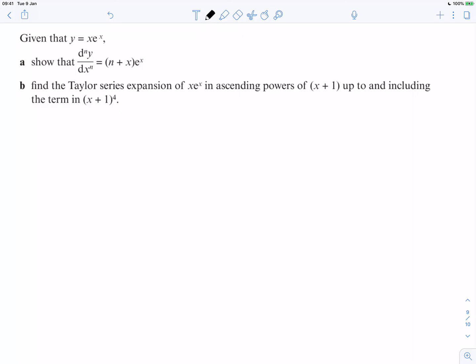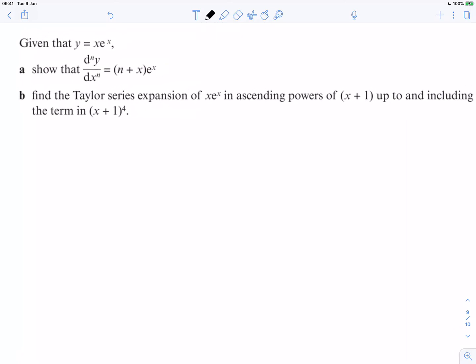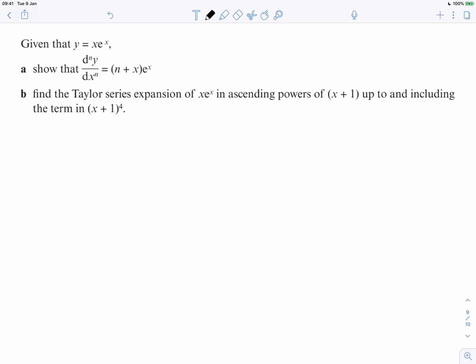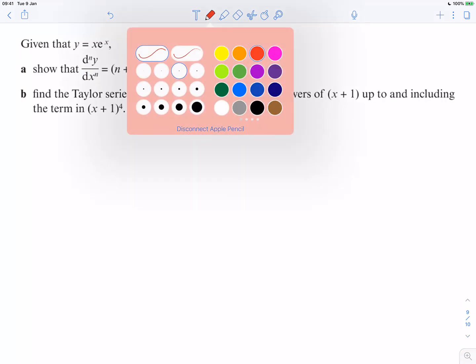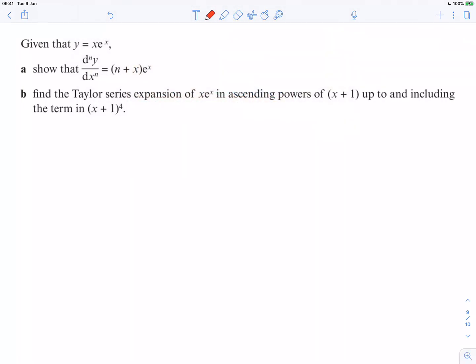Okay, doesn't particularly matter here. So given that y equals x times e to the x, show that the nth derivative of that is n plus x, e to the x. Okay, so probably going to have to use some proof by induction here. I'll gloss over it, so I will cover it at some point, but it's not particularly difficult.